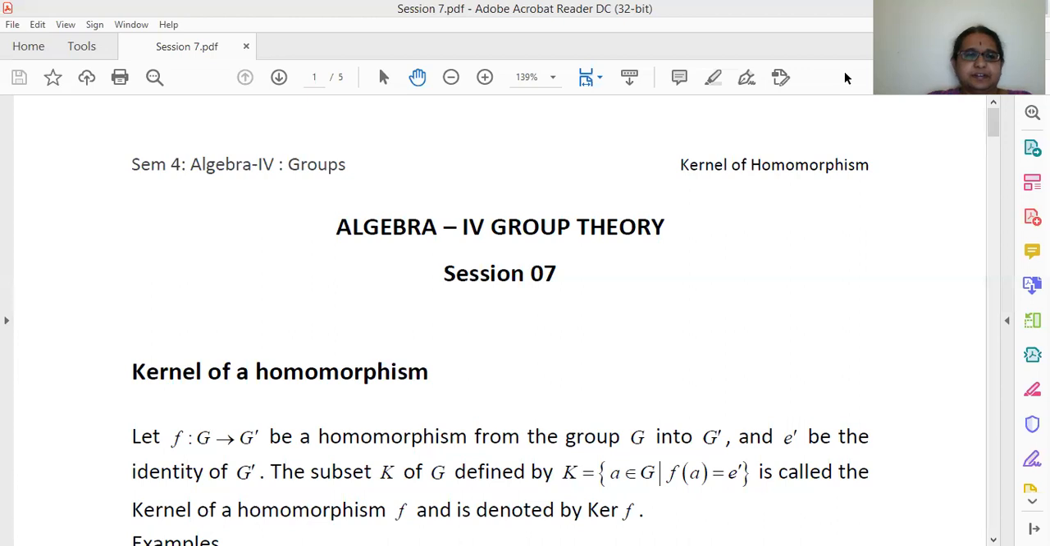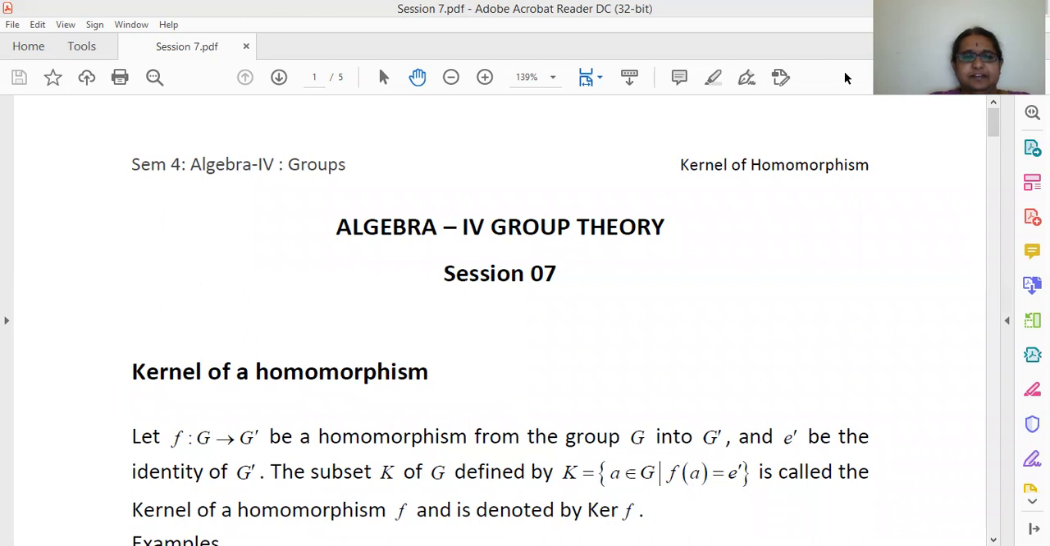Consider a mapping f from G to G dash, where G is a group with binary operation dot, and G dash has binary operation star. If f of g1 dot g2 is equal to f of g1 star f of g2, then we say f is a homomorphism.